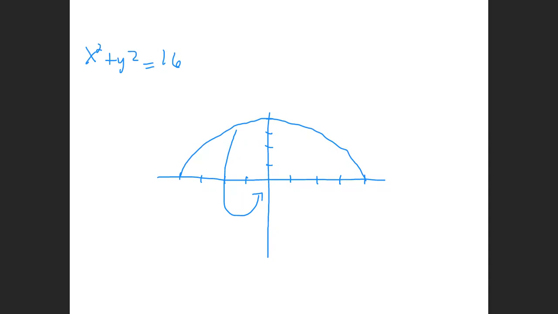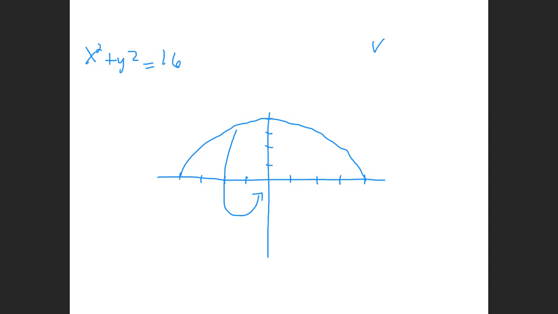What would that figure look like? It is half a circle. Mine is a little bit more like an ellipse. But if you took a half a circle and you rotated that about the x-axis, what figure are you going to get? A sphere. That's exactly right.